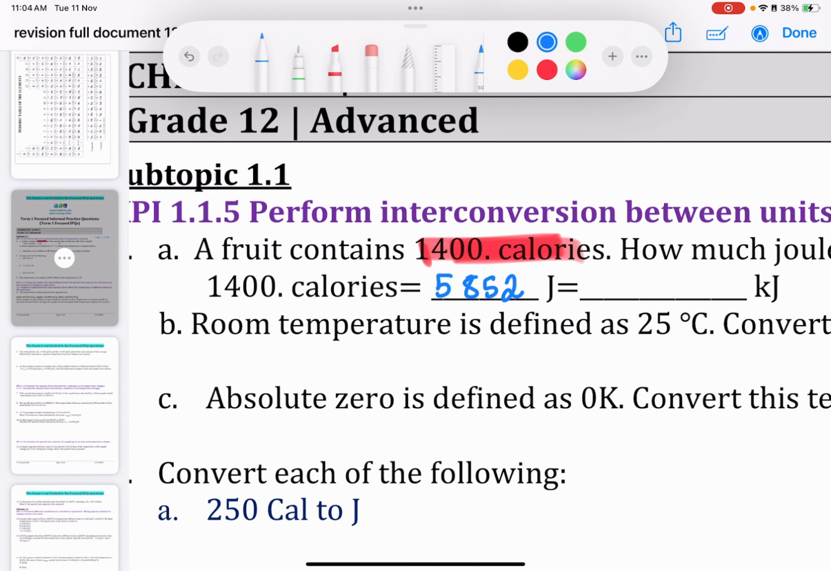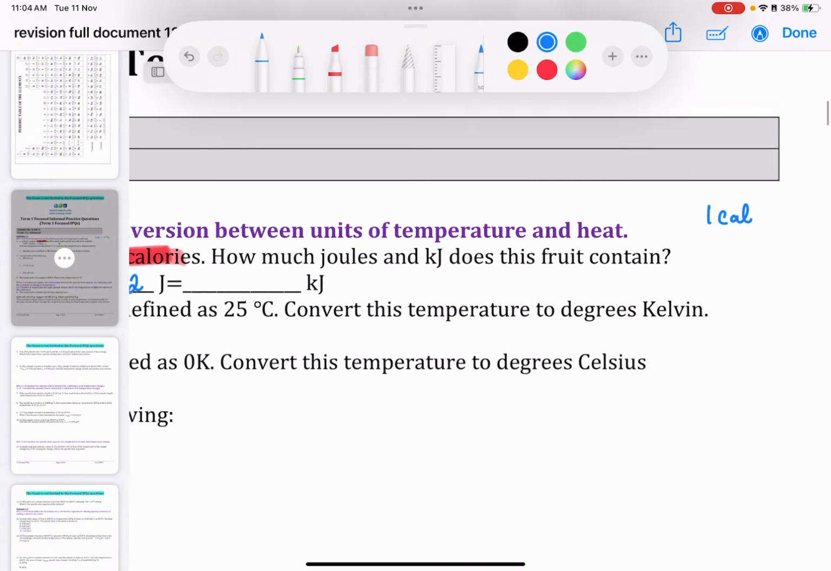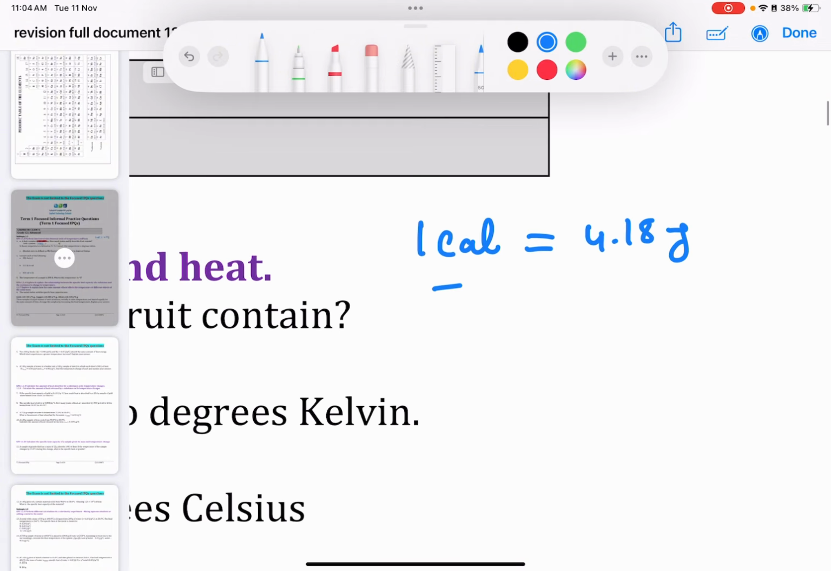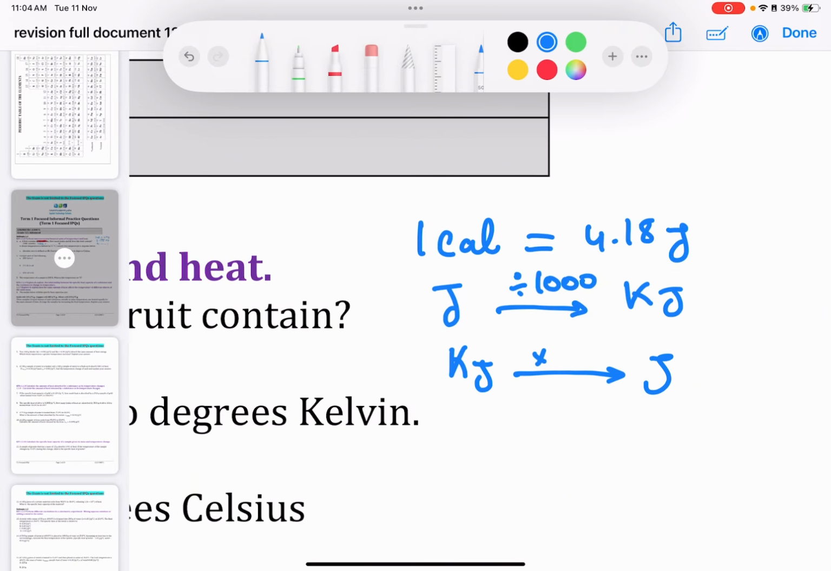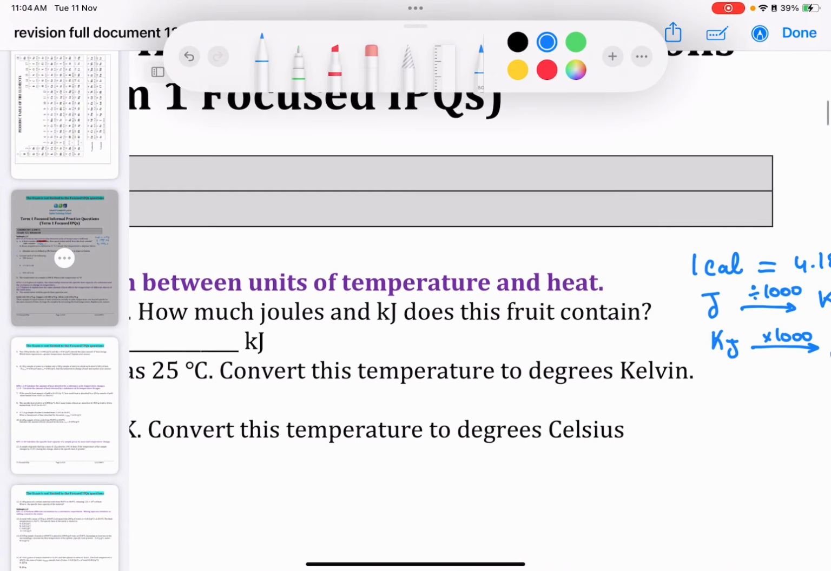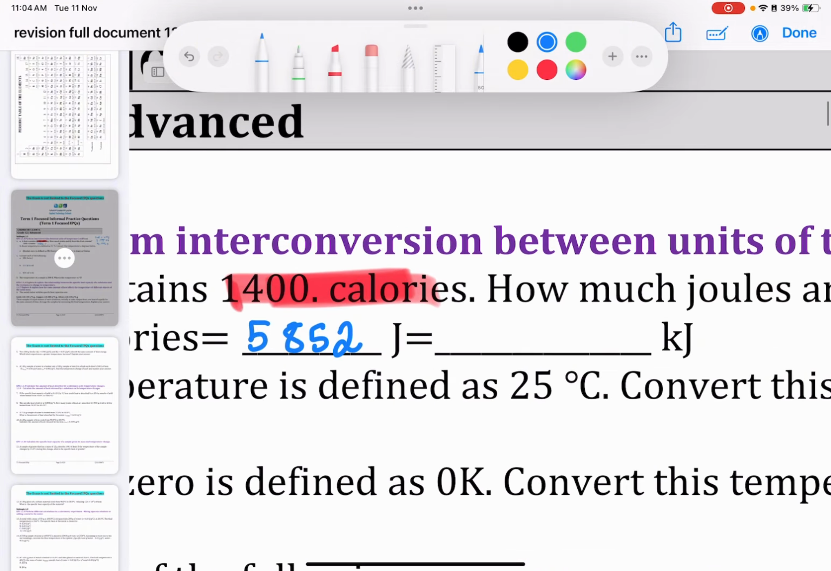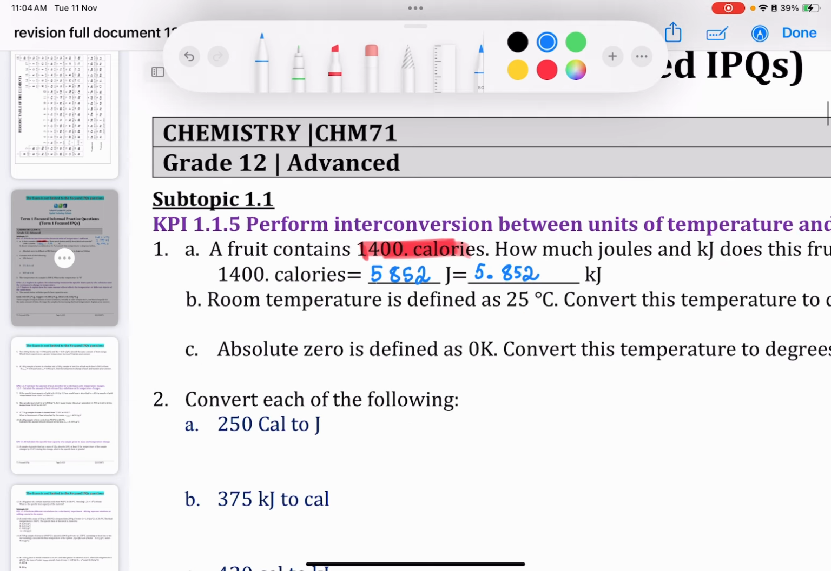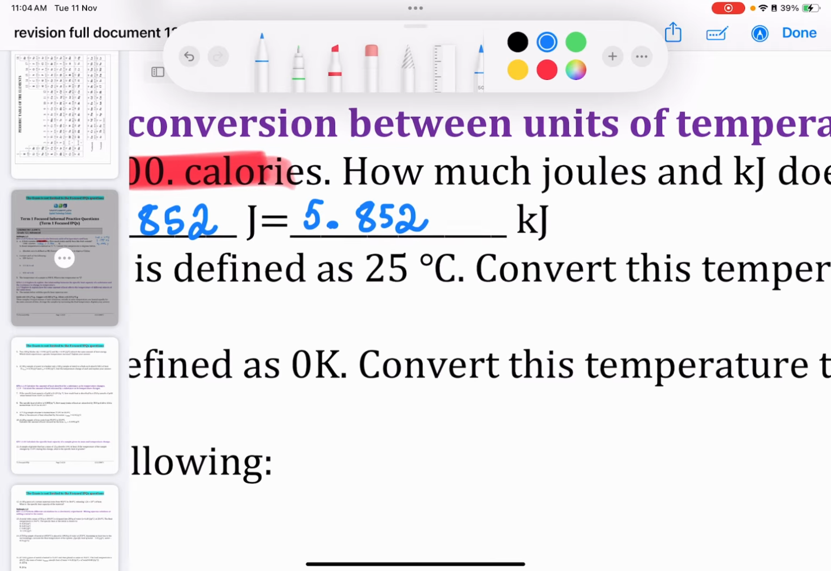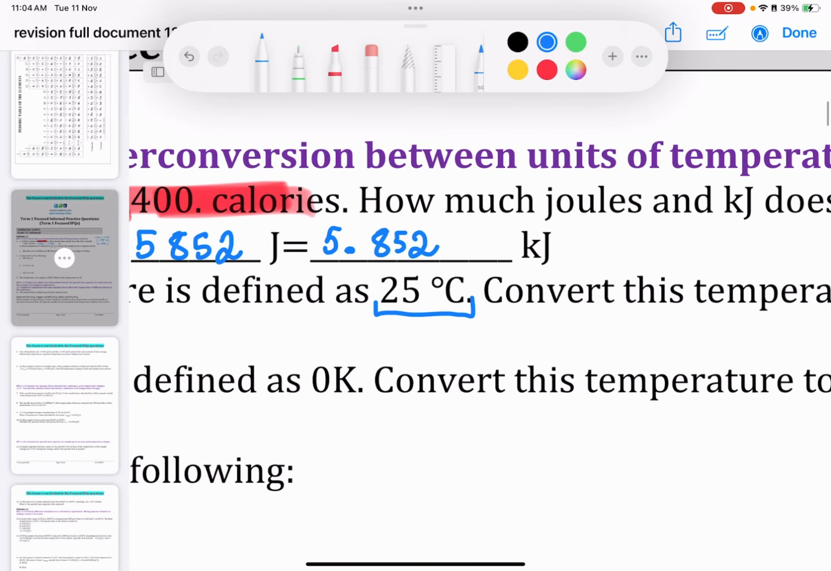5,852 joules. Now to convert from joules to kilojoules, we divide by 1,000. Whereas if I am converting from kilojoules to joules, I can multiply by 1,000. So the answer in kilojoules is going to be 5.852 kilojoules.